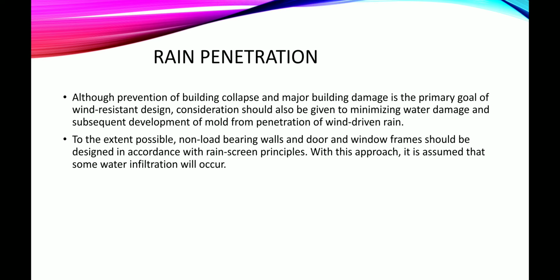Rain penetration. Although prevention of building collapse and major building damage is the primary goal of wind-resistant design, consideration should also be given to minimizing water damage and subsequent development of mold from penetration of wind-driven rain. To the extent possible, non-load-bearing walls and door and window frames should be designed in accordance with rain screen principles. With this approach, it is assumed that some water infiltration will occur.